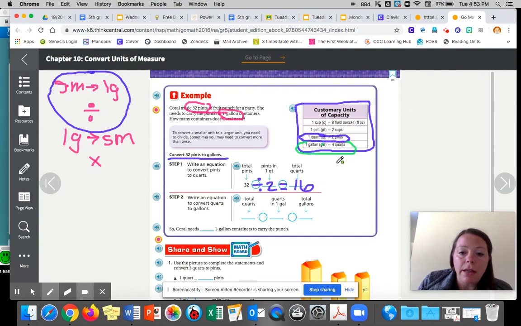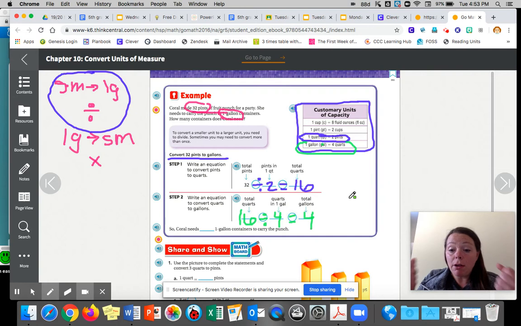We know that each gallon is 4 quarts. So we have 16 quarts, and we're going from smaller to larger again. So we're still going to go ahead and divide. And there's 4 quarts in a gallon, so we're dividing 16 by 4. And that gives us 4 total gallons. So it's easier to carry 4 gallons than it is to carry 32 pints. So Coral needs 4 1-gallon containers to carry the punch.